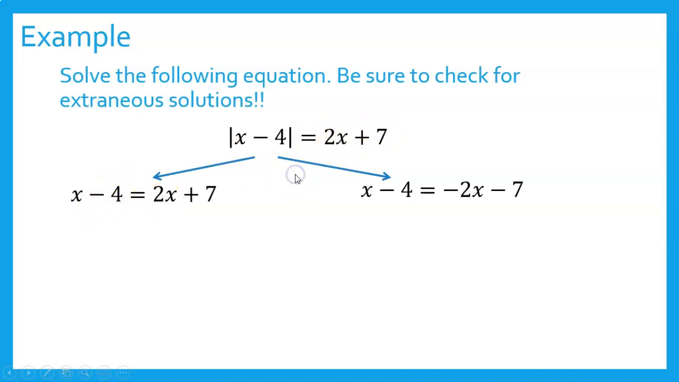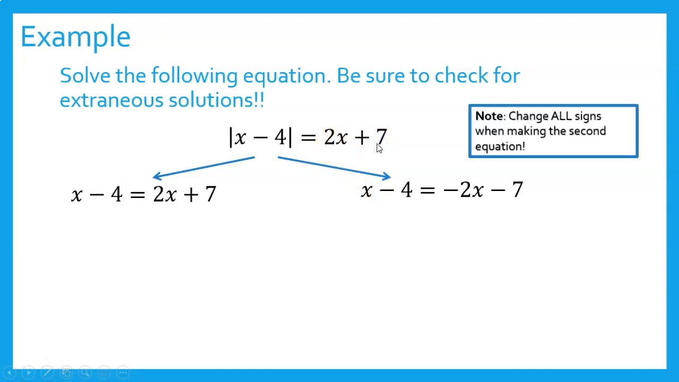For the second equation, again, you rewrite what's in the absolute value bars and drop the bars, but you change the signs on the other one. Note, you must change all signs when you're making this equation. So it originally was 2x plus 7. Now it's -2x minus 7. I changed both signs. After you've separated it into two equations, then you can solve both of those equations.